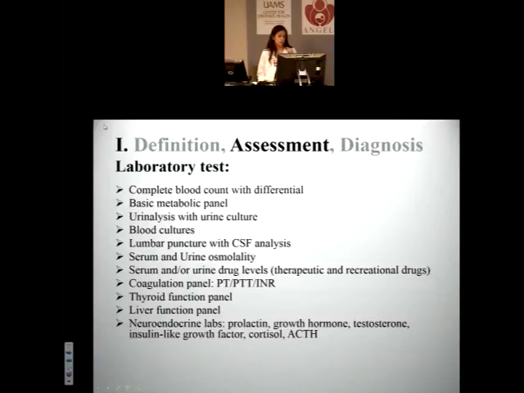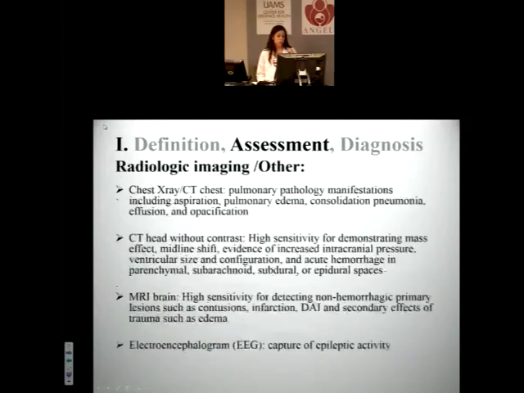Thyroid function panels, liver panels, and then also neuroendocrine lab panels, which include your thyroid panels, prolactin levels, growth hormone levels, testosterone, insulin-like growth factor, cortisol, and ACTH, with growth hormone being probably the most common neuroendocrine problem after traumatic brain injury. And then as far as imaging, chest x-ray, chest CT, if you're thinking this is a pulmonary etiology, head CT if you're worried about recurrent bleed or new injury, or hydrocephalus, MRI brain, which is more sensitive than the CT head, and then an EEG if you are worried about seizure activity.